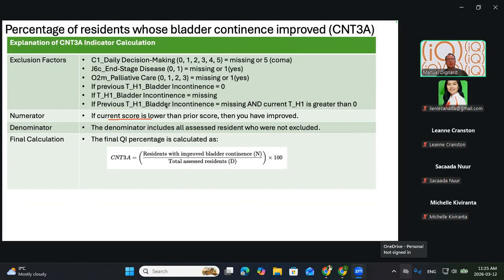So if your current score is lower than the previous score, again, you have improved. So disability scale number goes down, you're doing better. And this as well can show if your programs are effective, right? Exactly the same as the bowel.